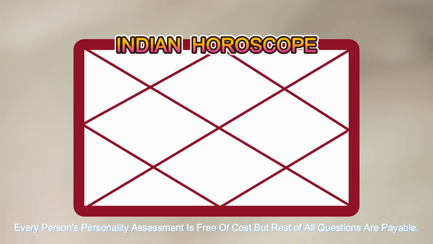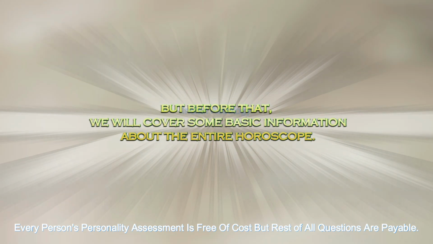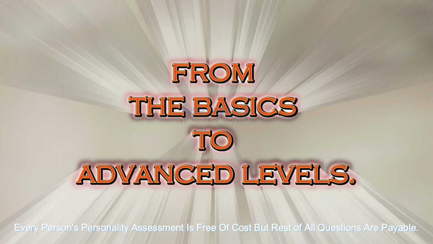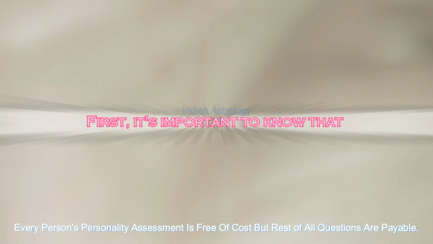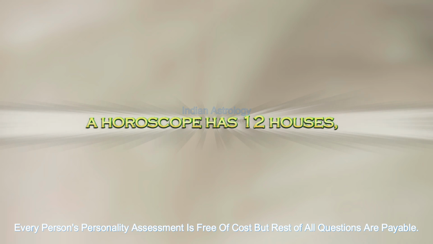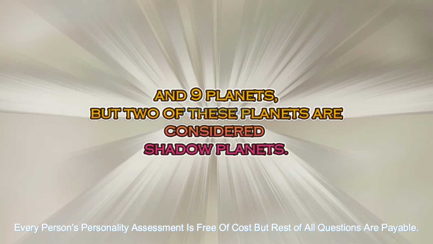Today we will discuss the 10th house of the horoscope, but before that, we will cover some basic information about the entire horoscope. I will be teaching you in YouTube channel of Indian Astrology from the basics to advanced levels. First, it's important to know that the horoscope has 12 houses, 12 zodiac signs, and 9 planets, but 2 of these planets are considered shadow planets.